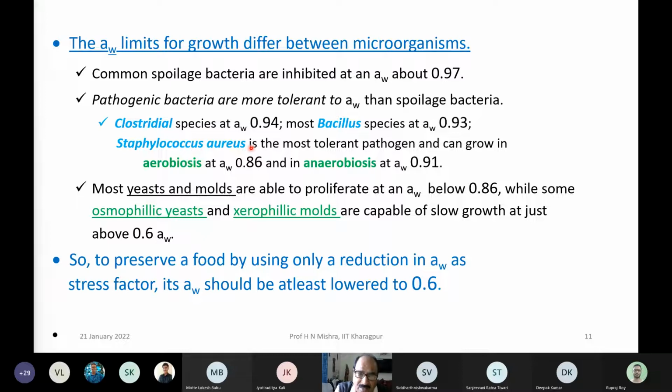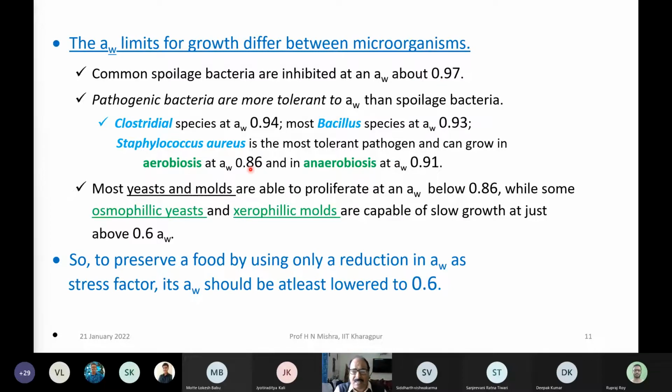Staphylococcus aureus is the most tolerant pathogen. In an aerobic environment, where free oxygen is available, it can grow in a food with a water activity as low as 0.86, and in an anaerobic environment it can grow only down to 0.91. So this is about most of the bacteria. If you bring the water activity to 0.85 or below, 0.86 being the lowest, that covers most of the pathogenic and non-pathogenic bacteria.